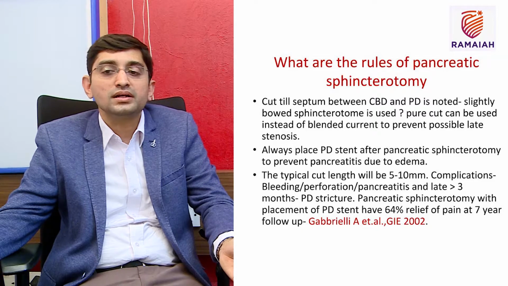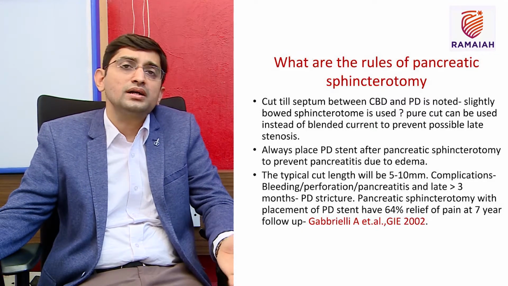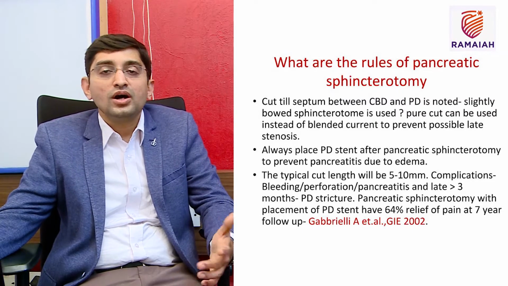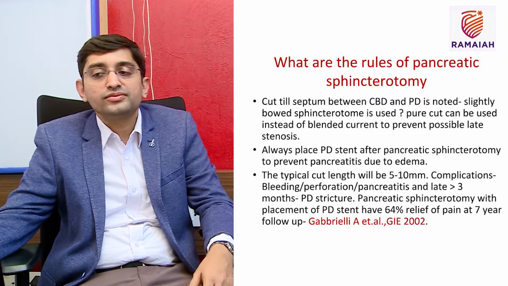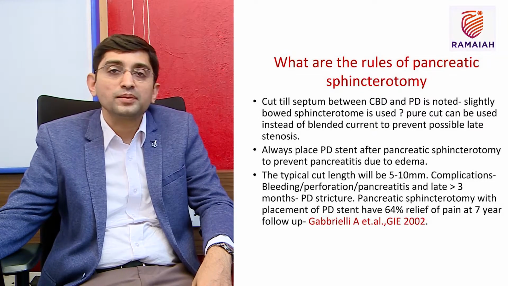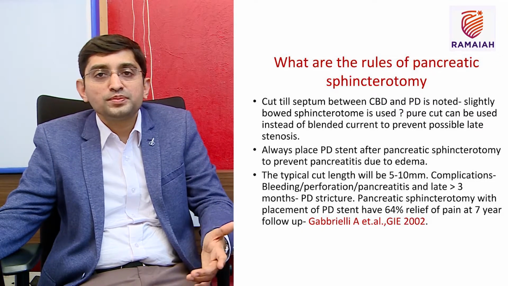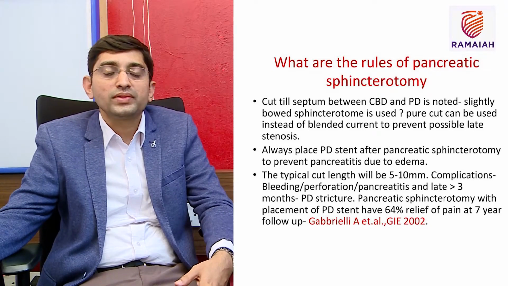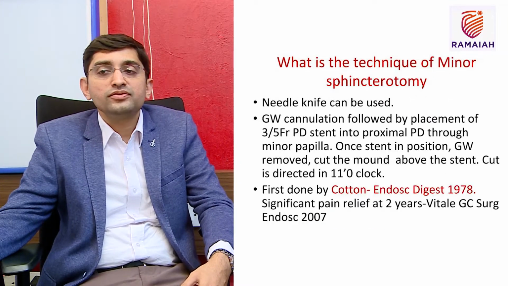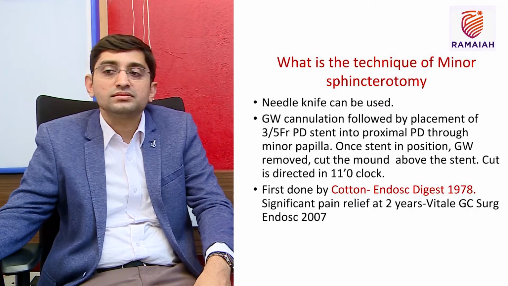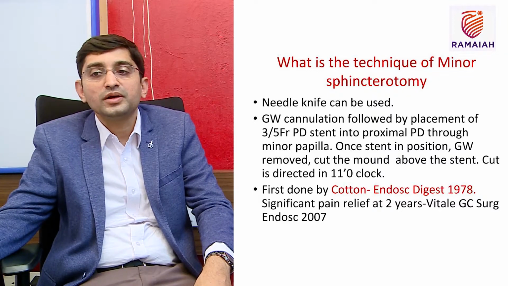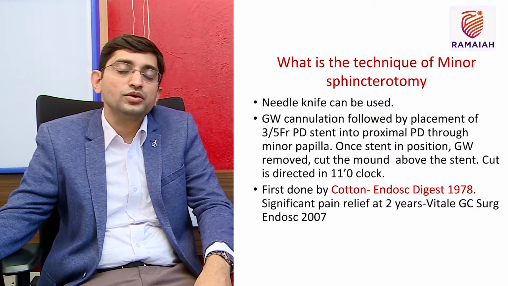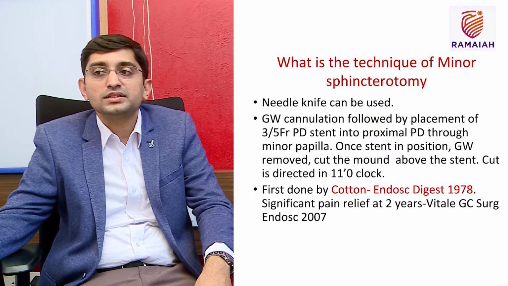Complications are similar: bleeding, perforation, pancreatitis, and, beyond 3 months, long-term there can be a chance of pancreatic stricture and then stone formation. Always place a PD stent, because pain relief can be 60 to 70% in a chronic pancreatitis scenario. Minor sphincterotomy is used the majority of the time when pancreas divisum endotherapy is done. A needle knife is used. Guide wire cannulation is followed by placement of a 3 French or 5 French PD stent through the minor papilla, in a minor papillary sphincterotomy.